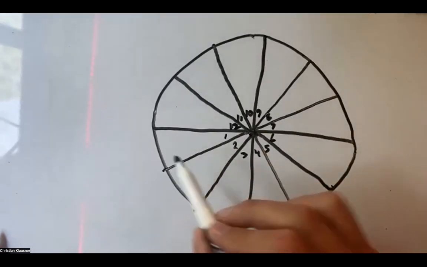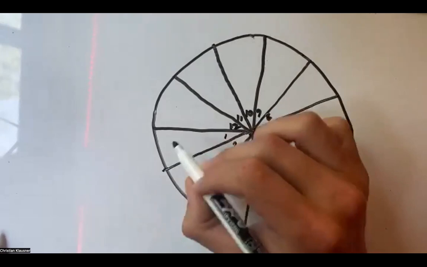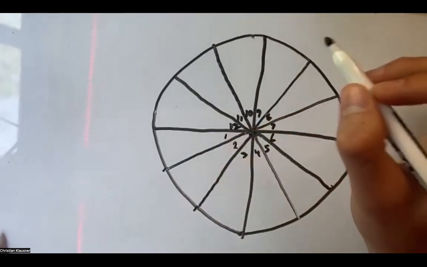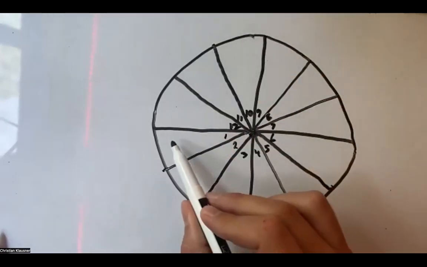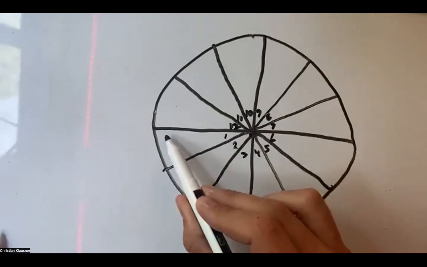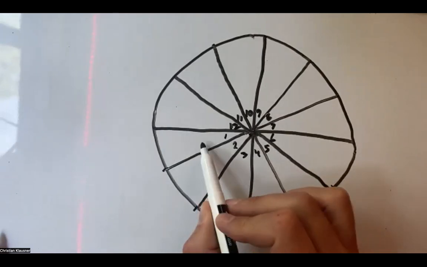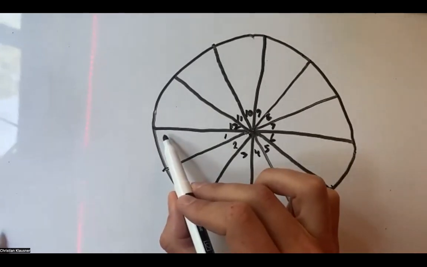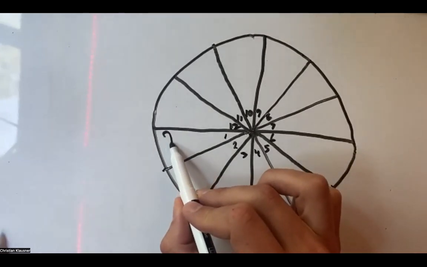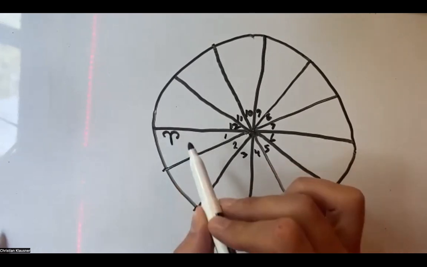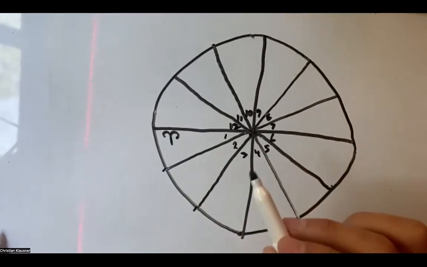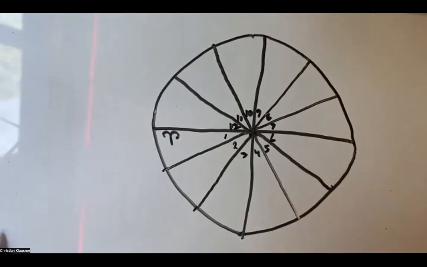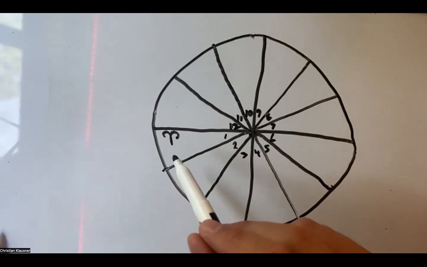Now we're going to put the sign in here, and we're going to just draw it in right here. Okay, and we're going to want to leave a little bit of space within it for some other things. So number one is we're going to draw Aries right here, the symbol of Aries. Okay, and what we need to know is that Aries starts the season of spring.